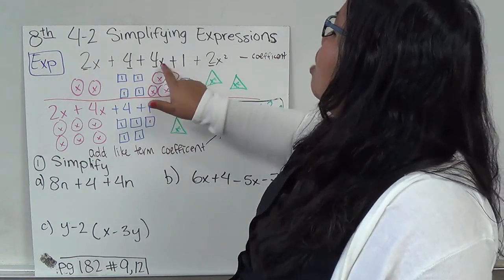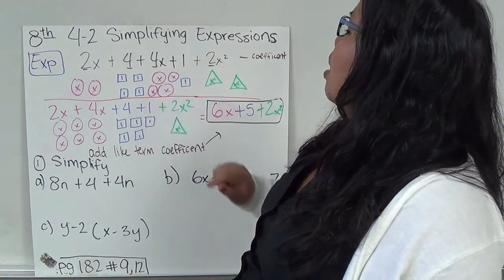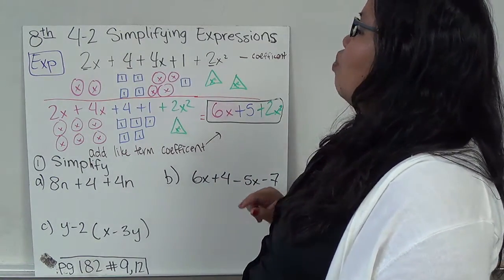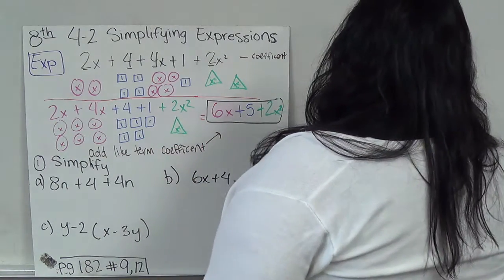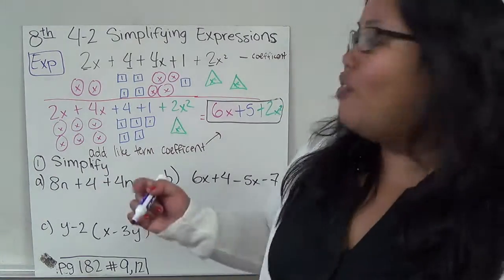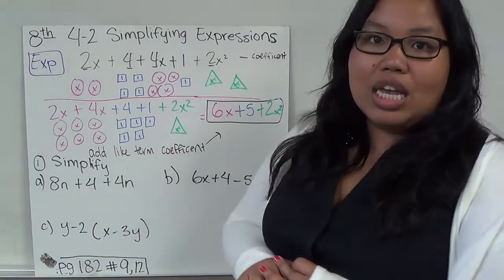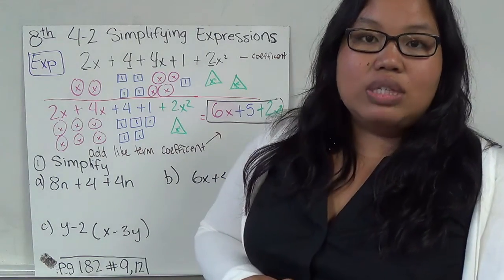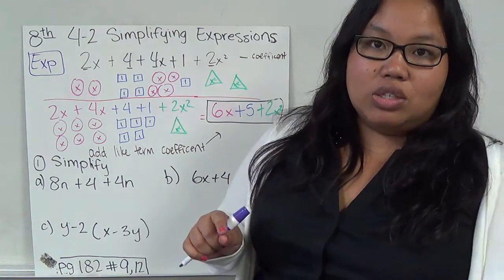The letters are going to tell me if I can combine. The variables are going to tell me if I can combine them, and then what I'm combining is the number in front, which is the coefficients. In multiplication, it doesn't work that way. I multiply. So if I multiply 2x times 2x, then I get 4x squared. So it's different, but with addition and subtraction, I can only combine like terms.